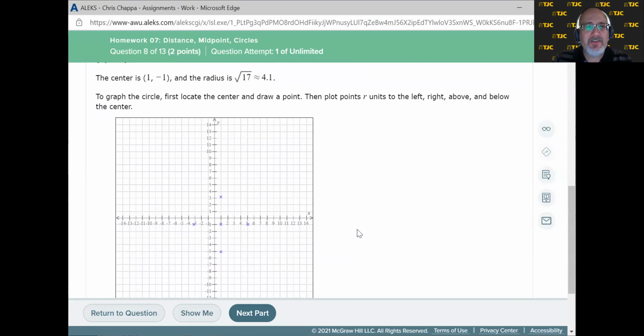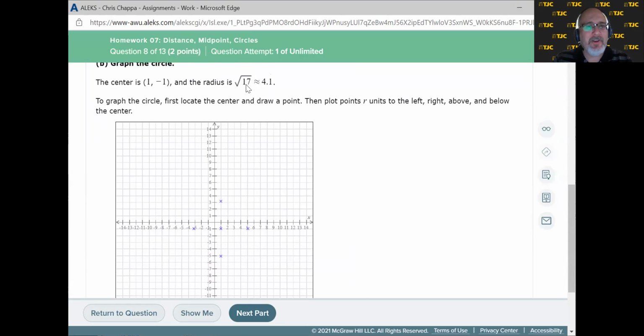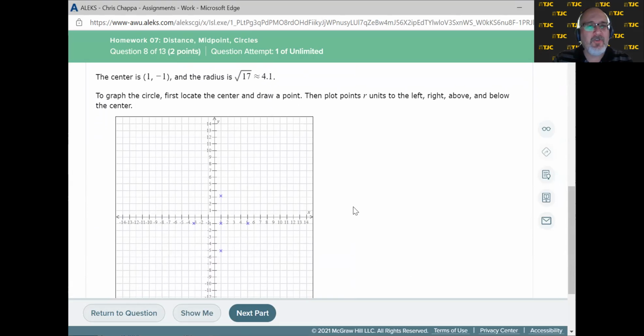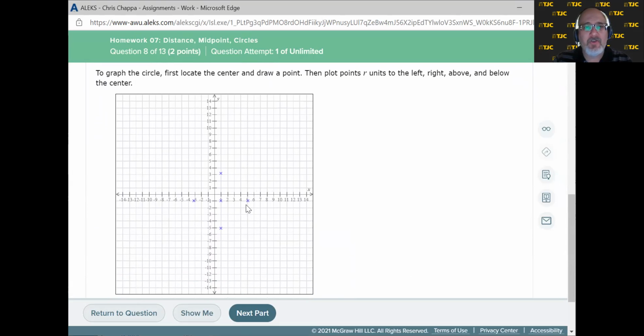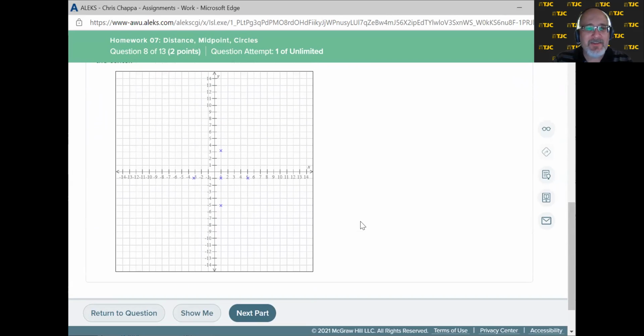Oh my gosh, it is. Look at this. The radius is about 4.1. To graph the circle, first locate a center point and draw a point, which we did in the center. Then go up, down, left, right. And I guess it wouldn't let me click over there.